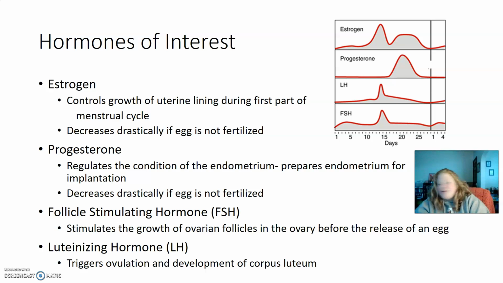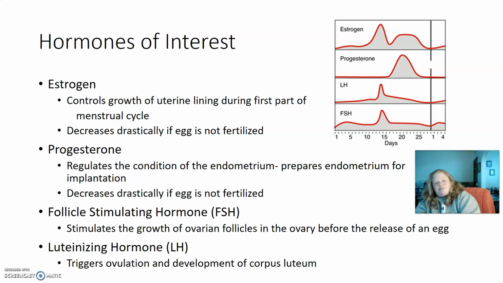Progesterone regulates the condition of the endometrium, so it prepares your endometrium for implantation. It also decreases drastically if that egg isn't fertilized. And then your follicle stimulating hormone is what stimulates the growth of your ovarian follicles in the ovary before the release of an egg, and your luteinizing hormone triggers ovulation and the development of the corpus luteum.